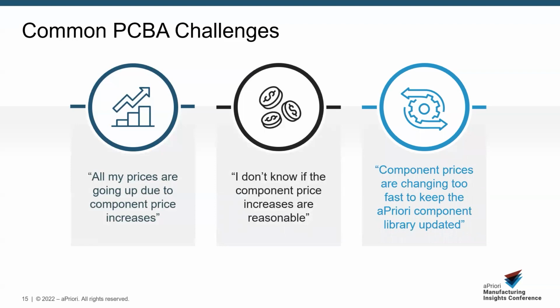So I mentioned at the beginning that aPriori doesn't generate its own estimates for components, but you can load prices that you get from a costed bill of material. Maybe you have a commodity manager at your company that negotiates component rates. You can load those directly into aPriori. But I've seen the market changing so fast, component rates changing all the time, that it becomes difficult to keep aPriori updated with the most recent data.